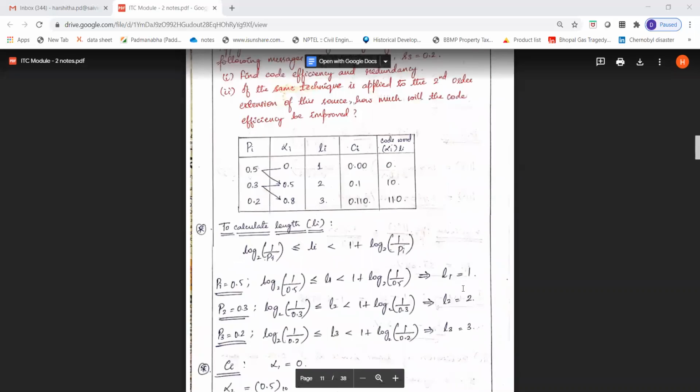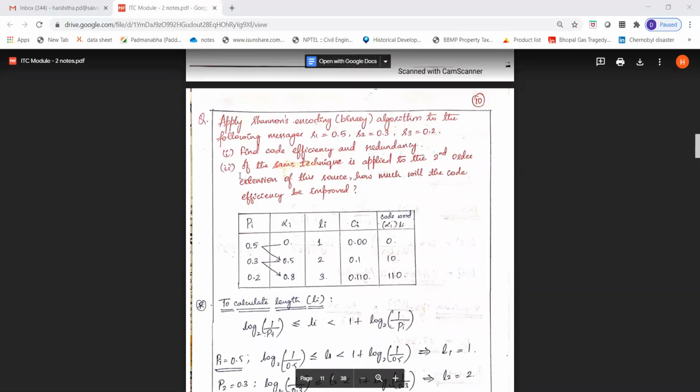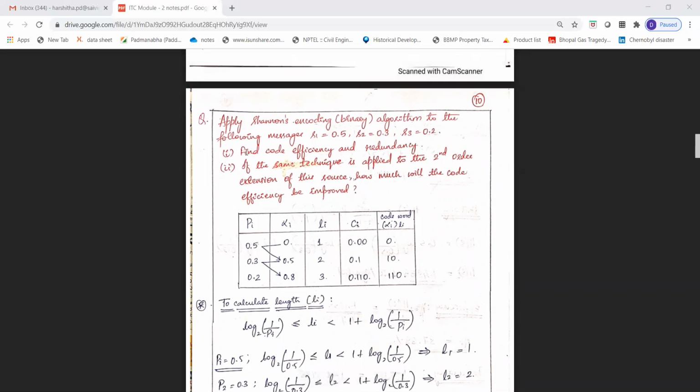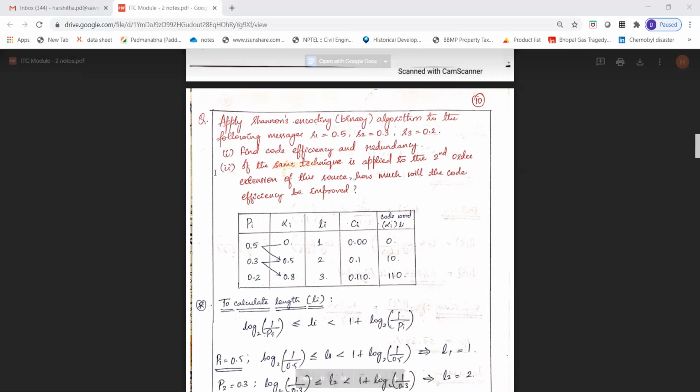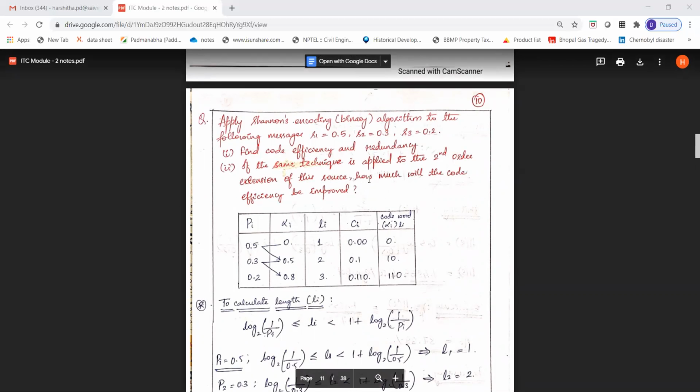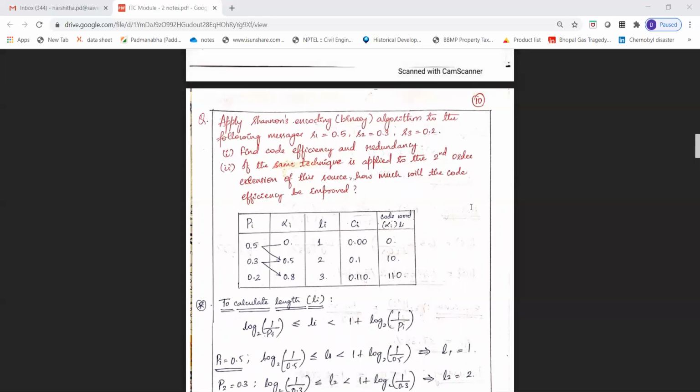Next, please go back to the question and read this second sub question. Now the finding of the code efficiency and redundancy for the basic source is done. Now read the second sub question again. If the same technique is applied to the second order extension of this source, how much will the code efficiency be improved?